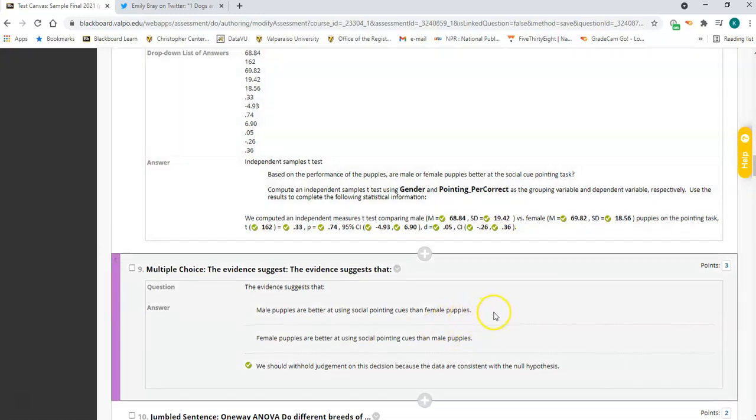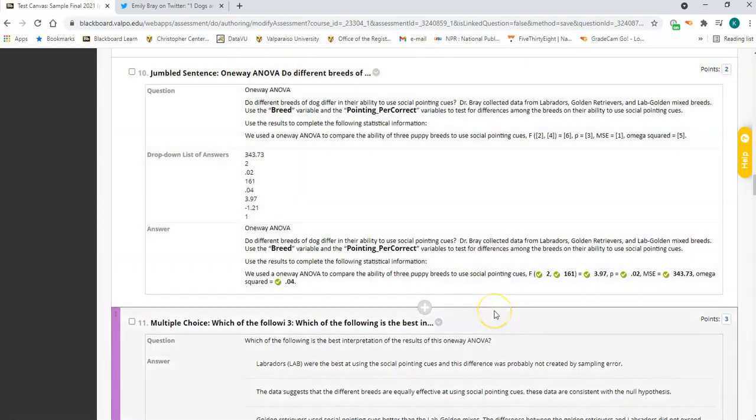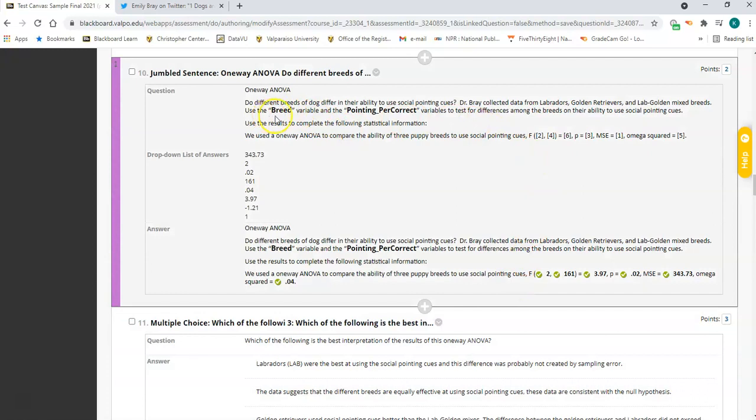All right. Now we're going to go and do a one-way ANOVA. In this one-way ANOVA, we're going to compare 3 different breeds of puppy on this pointing task. Maybe some breeds are better at using the social cue of pointing than others, and that's what we're going to ask here. So we're going to use the variable breed. There's going to be 3 different breeds. I think they were, I'll have to remember, a Labrador and a golden retriever, and then a golden mix, I believe. And they're doing it on the pointing task.